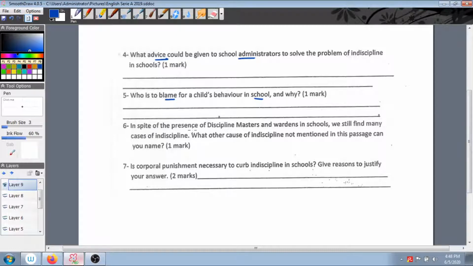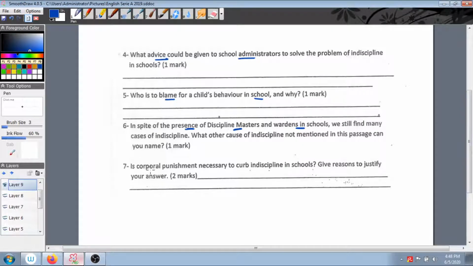6. In spite of the presence of discipline masters and wardens in schools, we still find many cases of indiscipline. So, discipline masters, wardens, and their presence. Ok, je sais que je suis en train de violer ma propre règle puisque je dis 3 et je suis déjà à 3. We still find many cases of indiscipline. What other cause of indiscipline not mentioned in this passage can you name? Oh, génial. Donc ici, en fait, c'est à moi de répondre à la question. Donc, pas besoin de mots-clés en réalité.